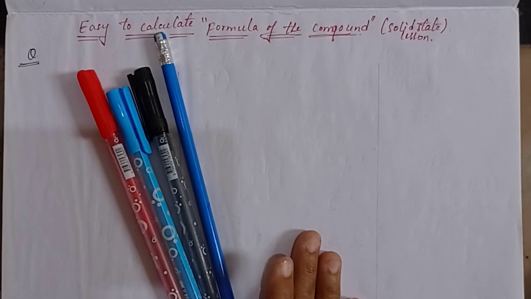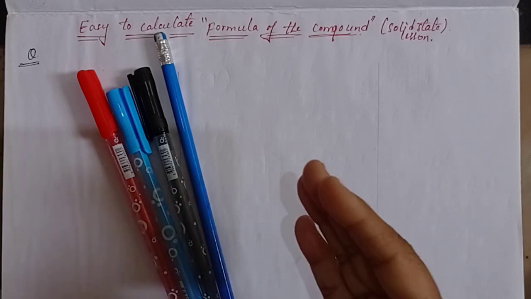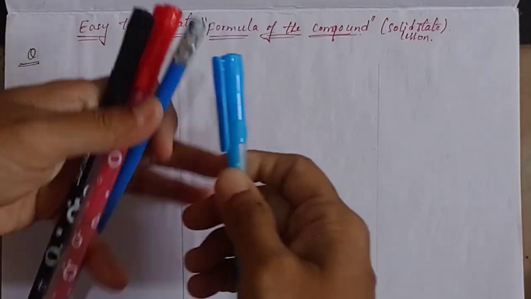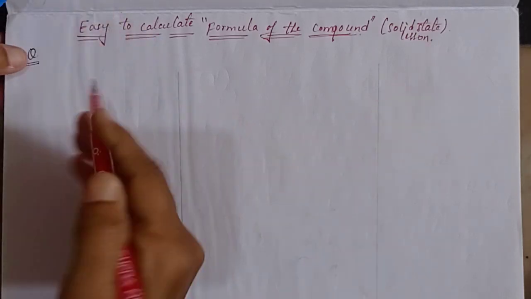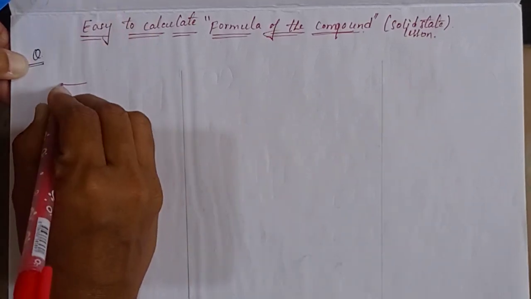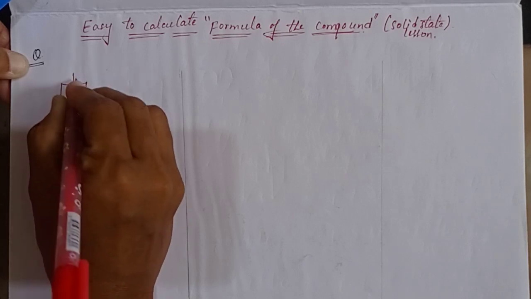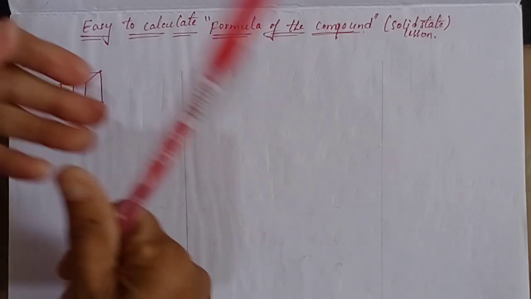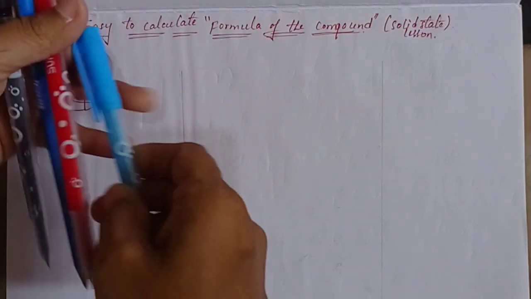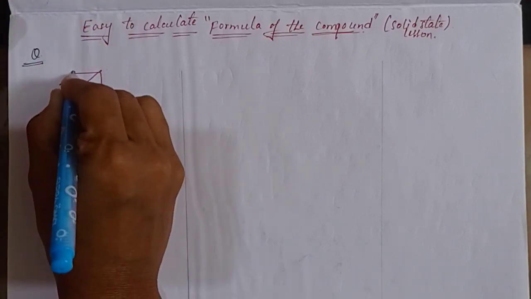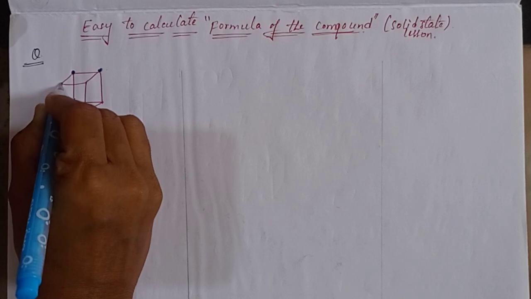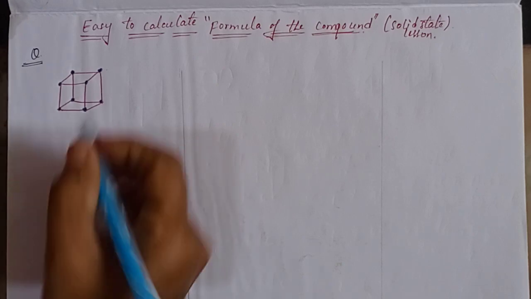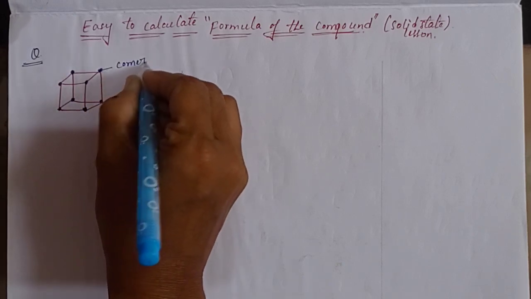Today I'm going to discuss how to calculate the formula of the compound. Okay, students? Right. Now I'm taking a cubic unit cell. See, students, in a cubic unit cell, these are the corners. Yes. So in total, how many corner particles? 8 corners, correct? So these are all corners.